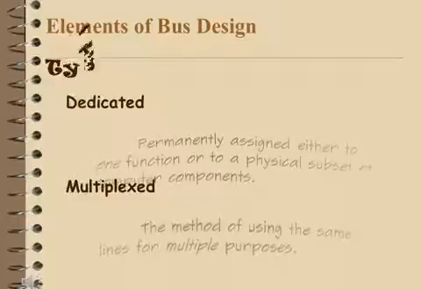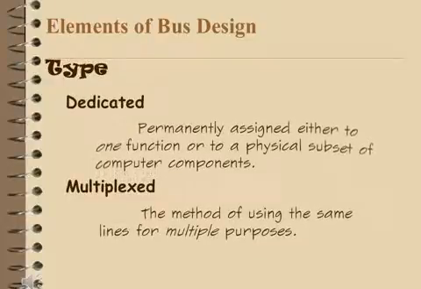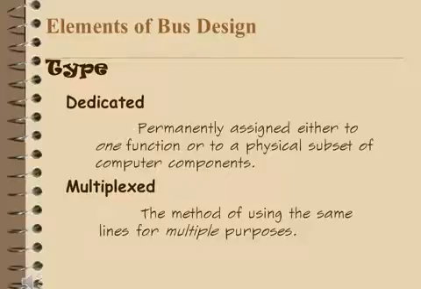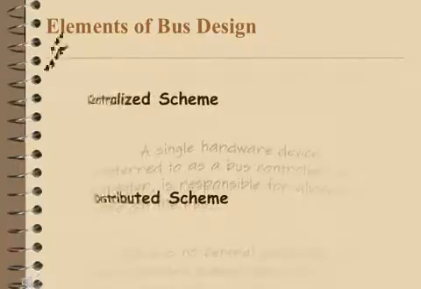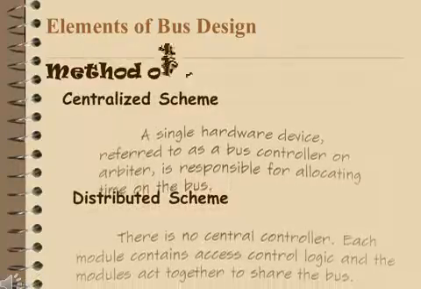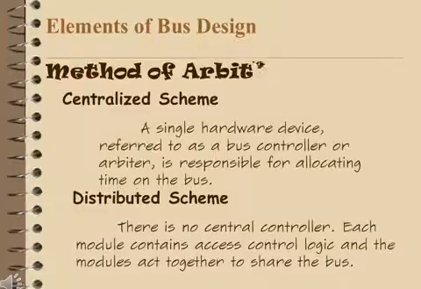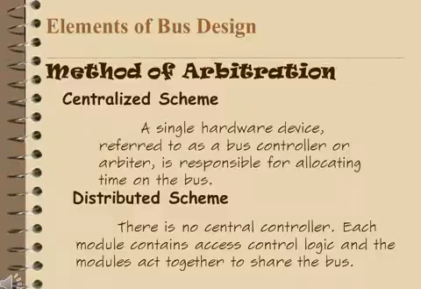Elements of bus design. Type. Dedicated: permanently assigned either to one function or to a physical subset of computer components. Multiplex: the method of using the same lines for multiple purposes. Method of arbitration. Centralized scheme: a single hardware device, referred to as a bus controller or arbiter, is responsible for allocating time on the bus. Distributed scheme: there is no central controller. Each module contains access control logic and the modules act together to share the bus.